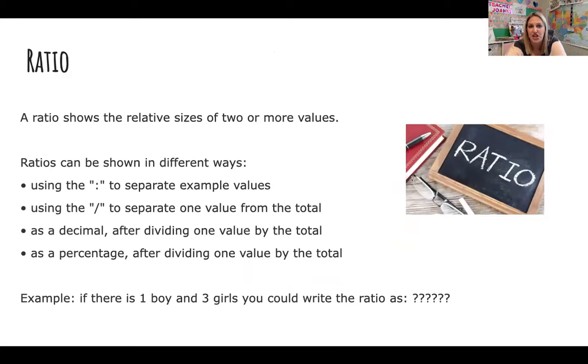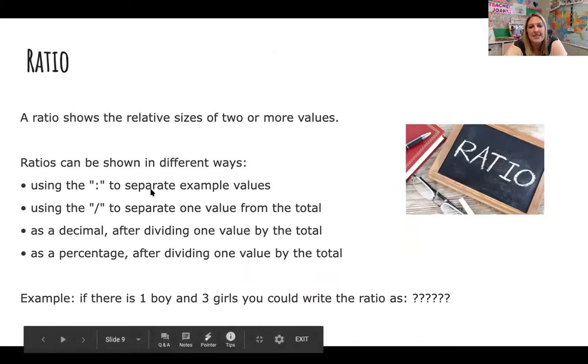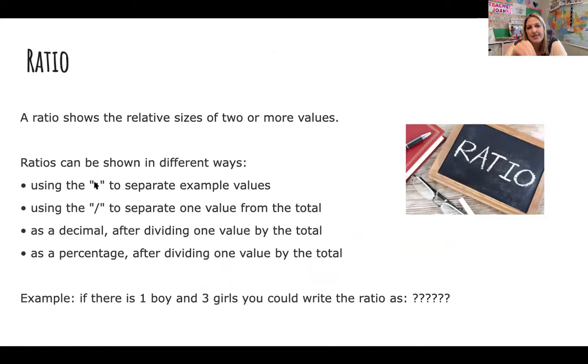Okay, next one, ratio. A ratio shows the relative sizes of 2 or more values. So it can be shown a few different ways. We can use a colon, right? The 2 dots to separate example values. We can use the dash sign to separate one value from the total. We can use a decimal after dividing one value by the total, or a percentage after dividing one value by the total. So what does that mean?